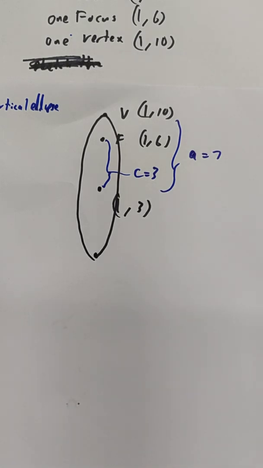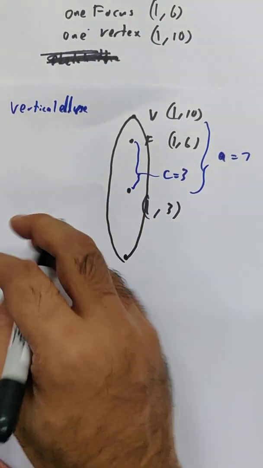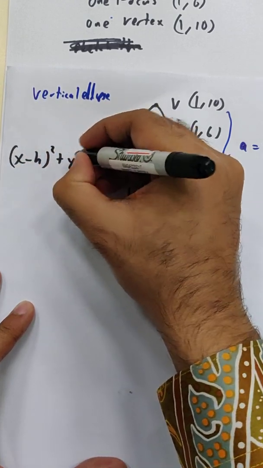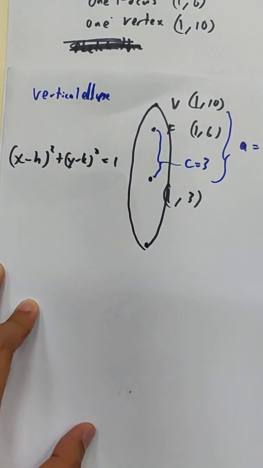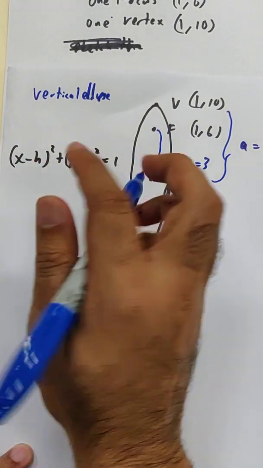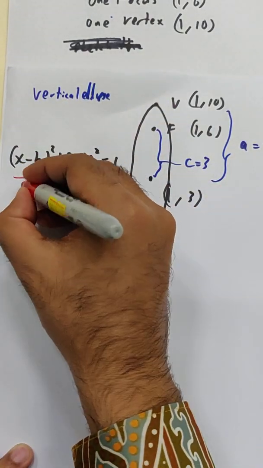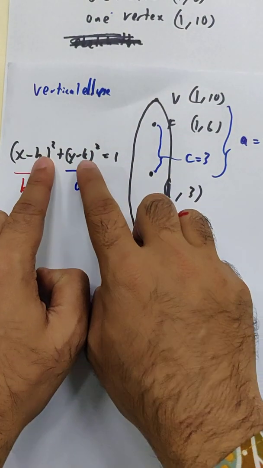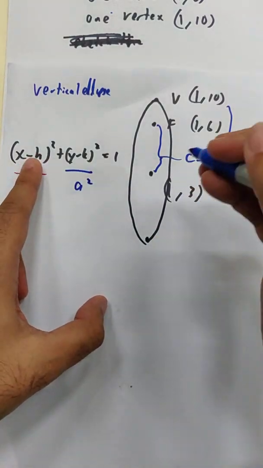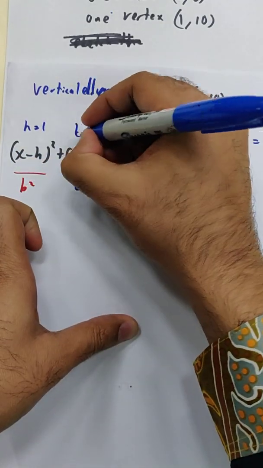If I want to draw an ellipse, let's write down the formula first. The formula will be x minus h squared over something plus y minus k squared over something equals 1. The longer one will be under which one, x or y? Why? Because it's vertical: A squared under y, B squared under x. What information have you got so far? Do I know h and k? I know h is 1, k is 3. Very good.